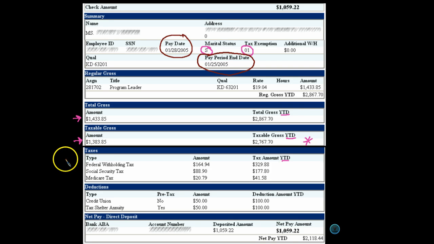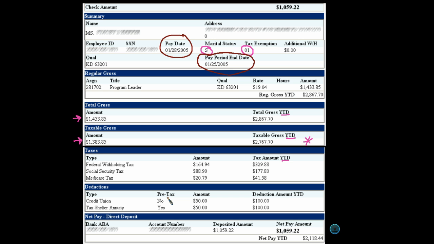The taxable gross is what's reported to the IRS as far as the amount of your income that's taxed. Notice that even though you earned over $1,400, you're only taxed at 13 something. So part of that amount that you earned is not taxed. Why is that? Well, employers often have retirement plans. If you contribute money to a retirement plan, that money can come out of your income before the rest of your income is taxed.